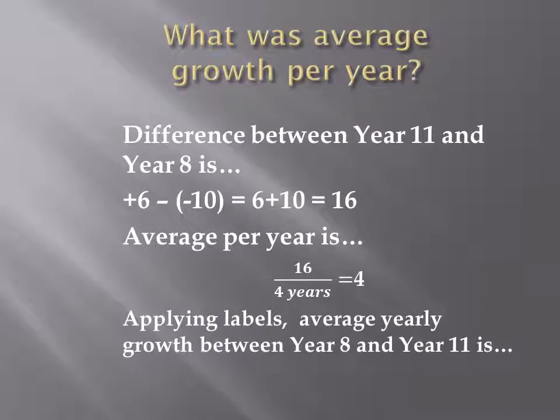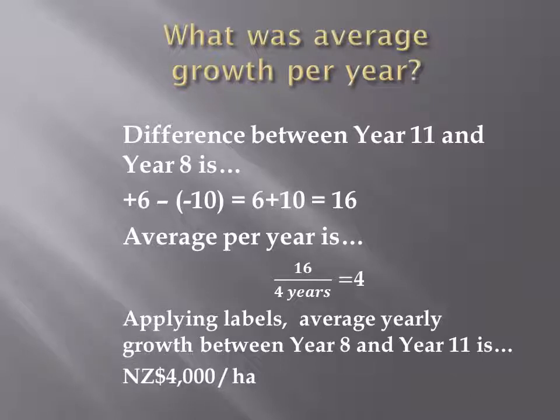Now at this point, it's easy to put in 3 instead of 4, because you're thinking, oh, the difference between 11 and 8 is 3. Well, it is, but we're looking at the growth during years 8, 9, 10, and 11. So that's actually 4 years. We're starting at the beginning of year 8 till the end of year 11. So year 8, year 9, year 10, year 11, 4 years. So when we divide 16 by 4, we get 4.